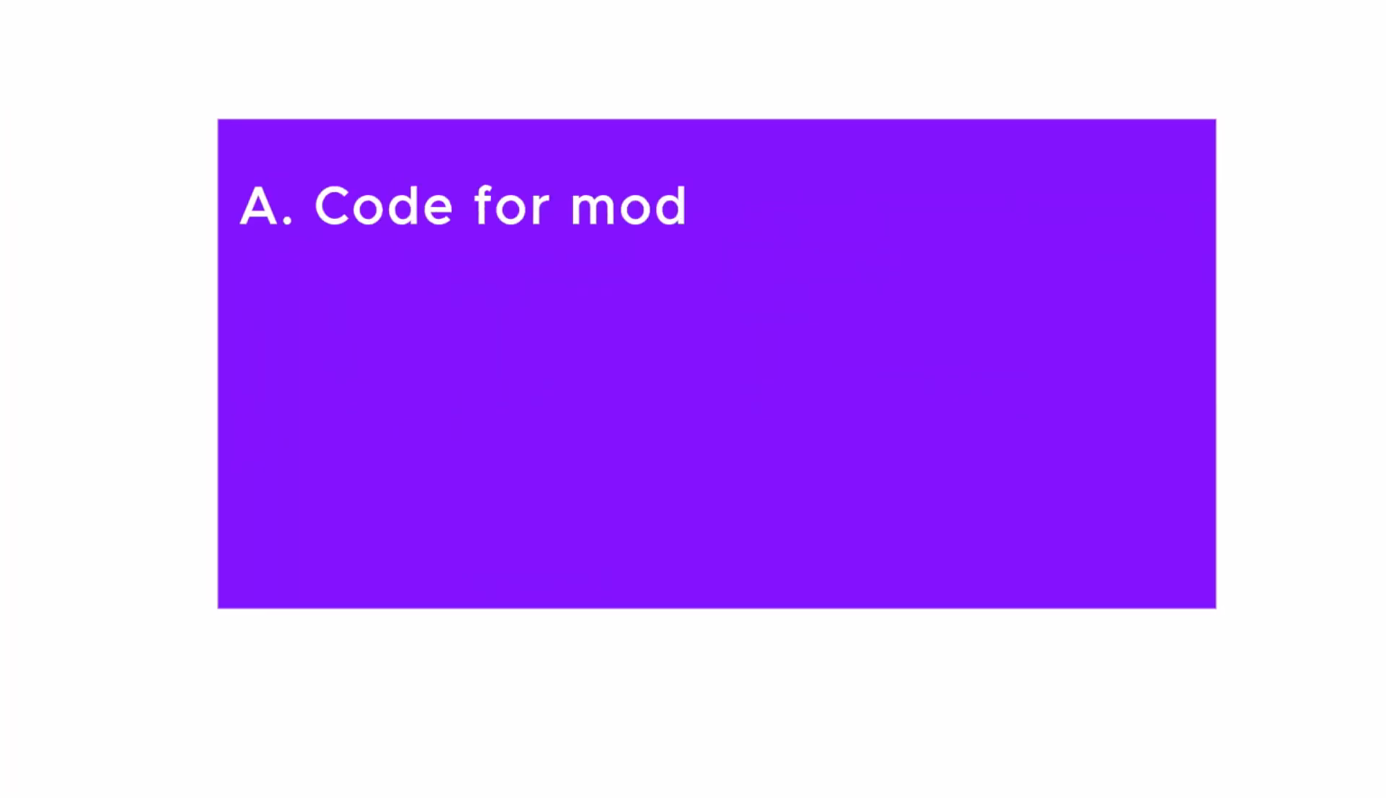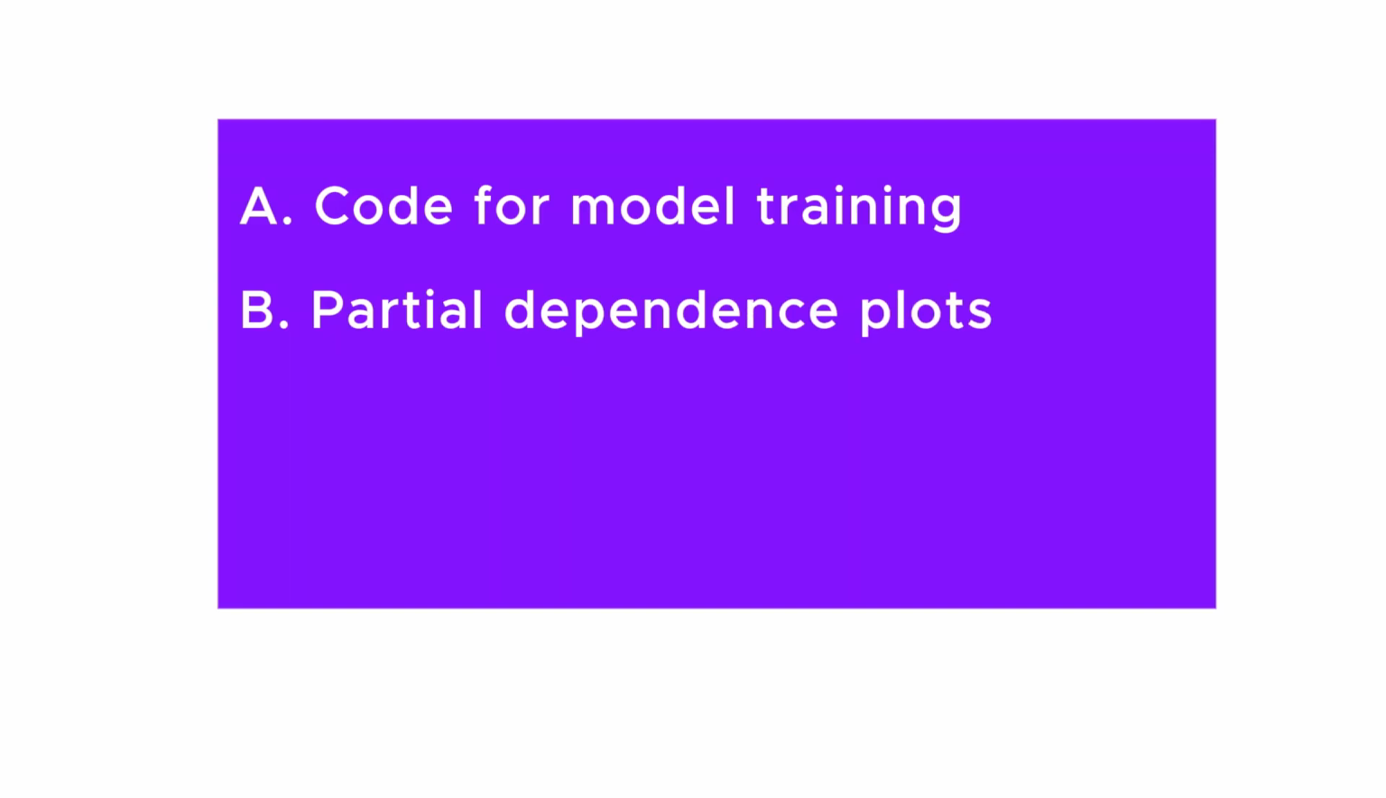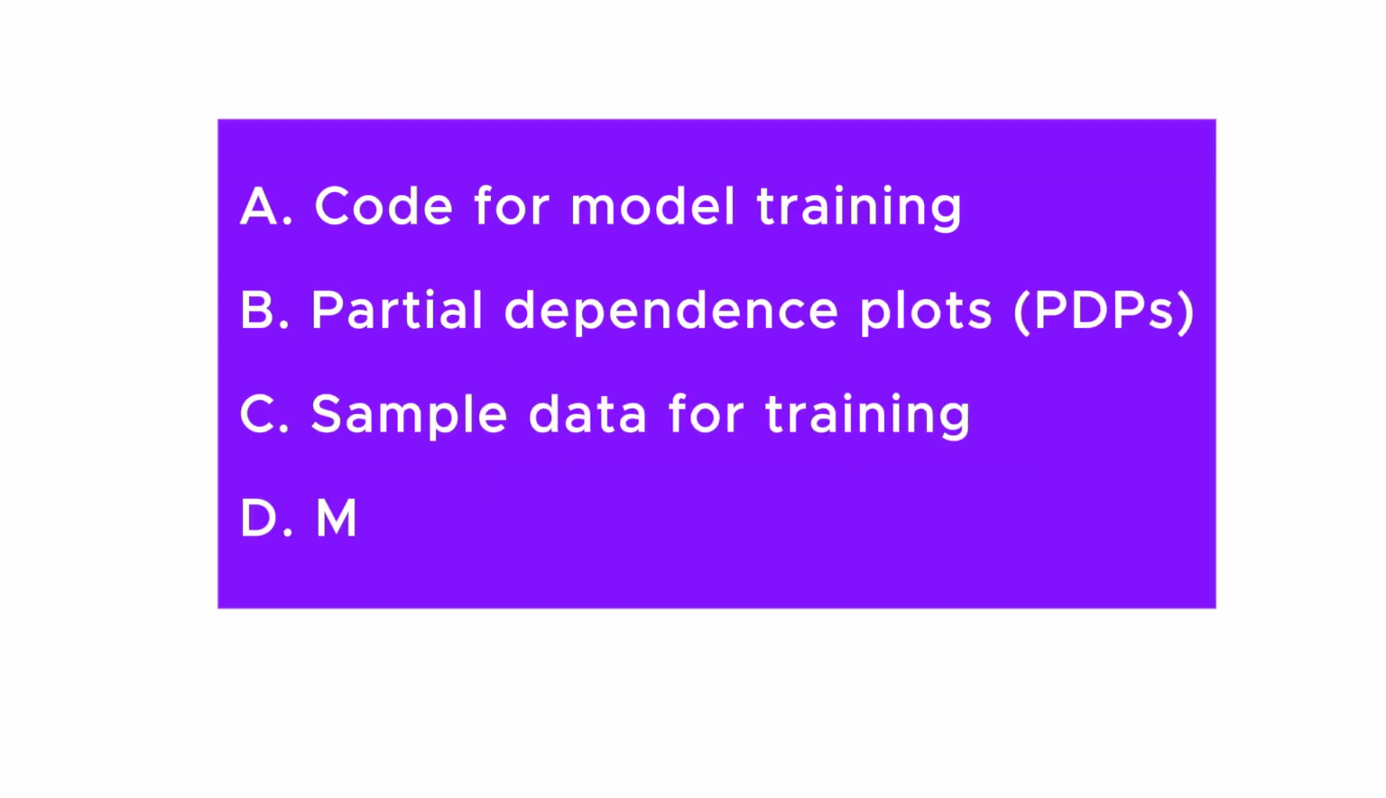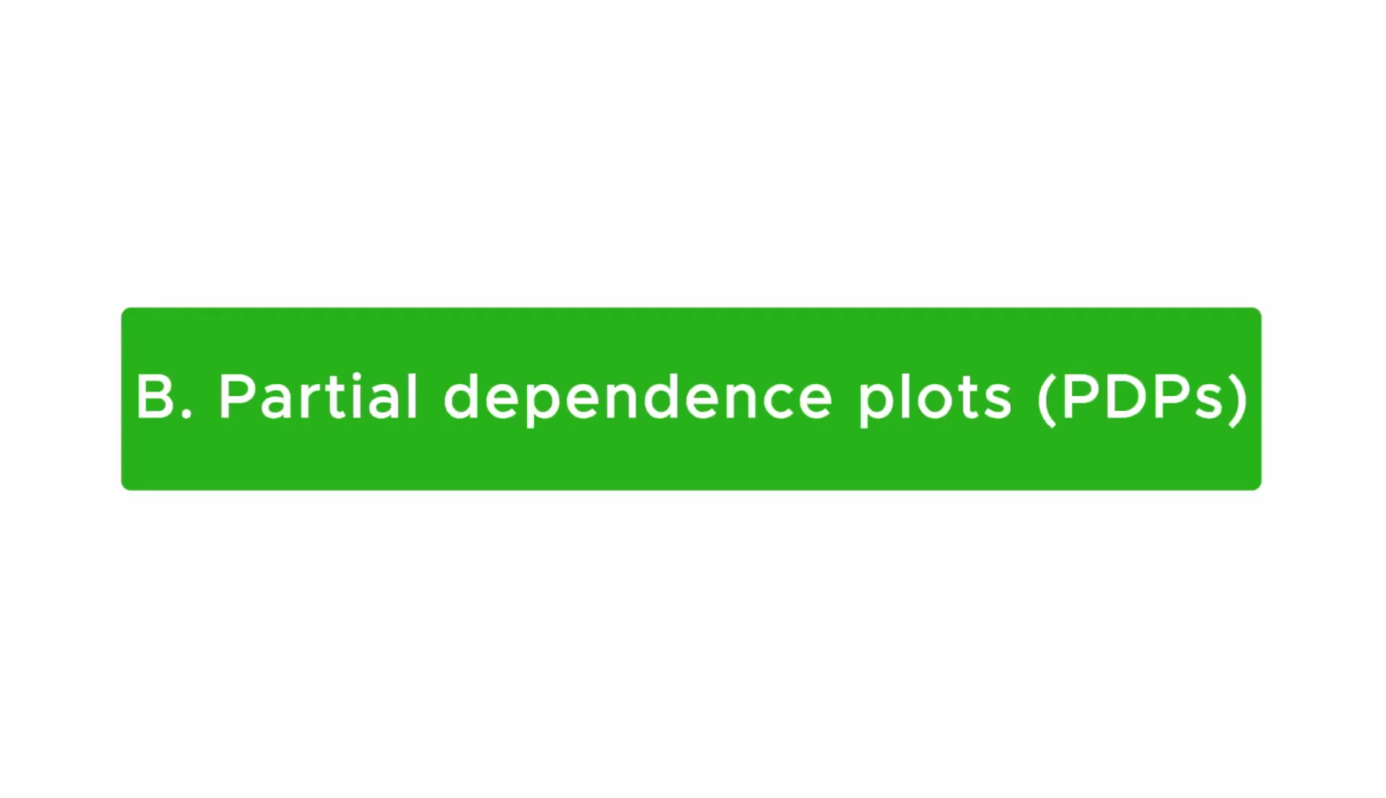A. Code for model training. B. Partial dependence plots, PDPs. C. Sample data for training. D. Model convergence tables. Correct answer is B. Partial dependence plots, PDPs.